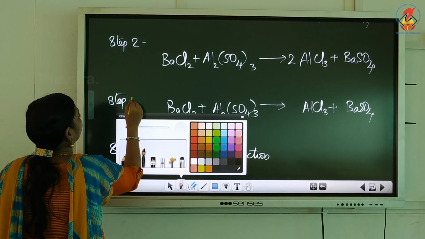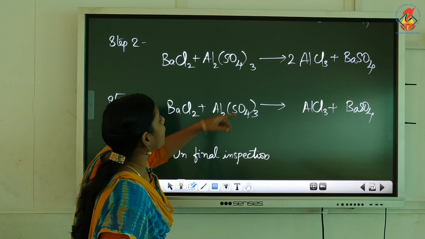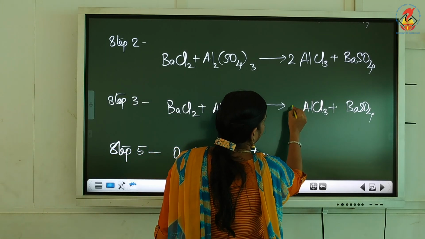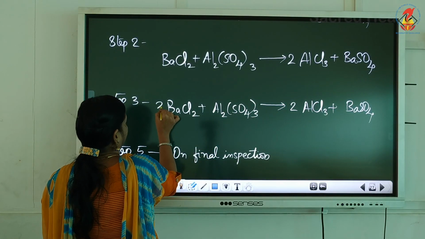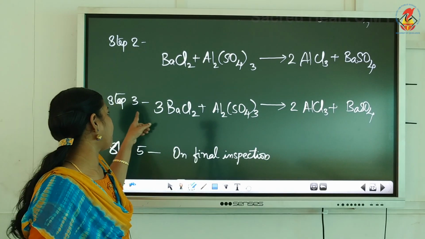We have to equate chlorine. Now chlorine here is 2, right? So it is 6 here, 6 chlorine is there, and here only 3. How will you make that 2 to 6? Again by multiplying by 3 in step 3.